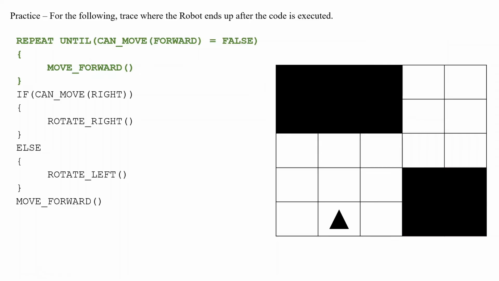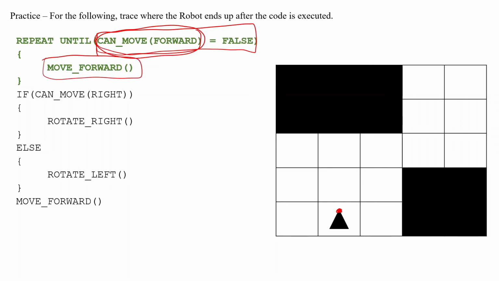So it says repeat until can move forward equals false. Ooh, so we're starting off with a huge line here. So we're starting off with a loop. We're looking at can move forward equals false. So that means we're asking a question. Can this robot move forward? Does this robot have the ability to move forward? Starting off right now, it does. It's true. And I want to repeat this segment of code, which is move forward. I want to repeat until it's false. In other words, I want to move forward until I can't move forward anymore.